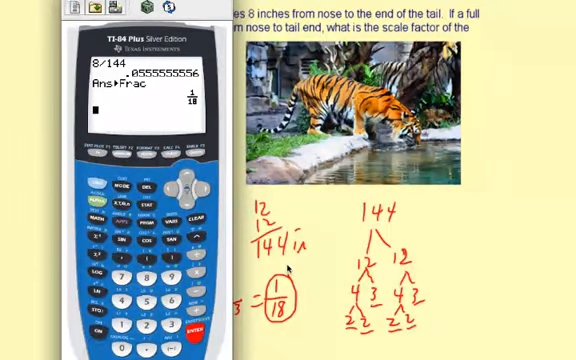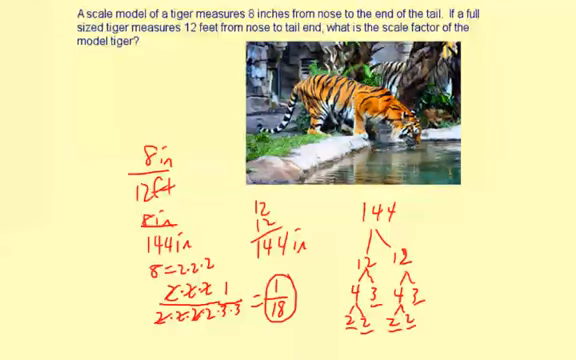So how would this be useful in terms of the tiger? Well, what if we just want to know the length of the tail of the full-size tiger? If we measured on the model, it'd probably be safer than measuring the tiger. I mean, you go up and grab a tiger by the tail, good luck. But if you have this scale model, you can actually measure the length of the model tiger and then multiply that length by 18, because that's your scale factor, and that'll tell you how long the real tiger's tail is.